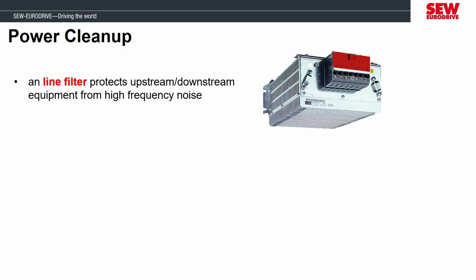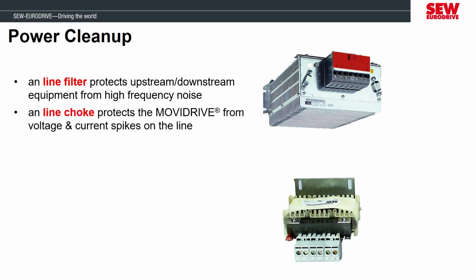One of the components that can be added to help with this is a line filter. This device connects between the inverter and the supply power, and it helps keep noise from getting back onto the supply line, and it can clean up existing noise that may already be there from coming into the inverter.